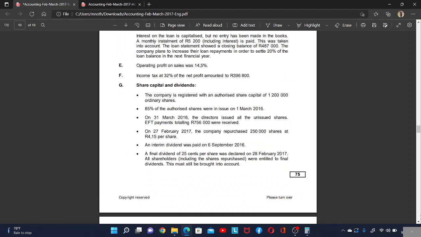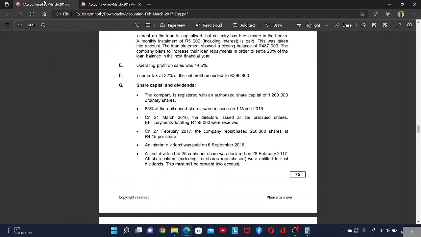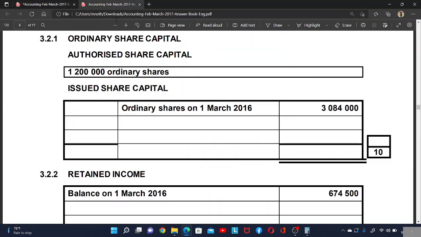The company is registered with an authorized share capital of 1,200,000 ordinary shares. So the authorized shares, they are 1,200,000. And then they are saying 85% of the authorized shares were issued on 1 March 2016.